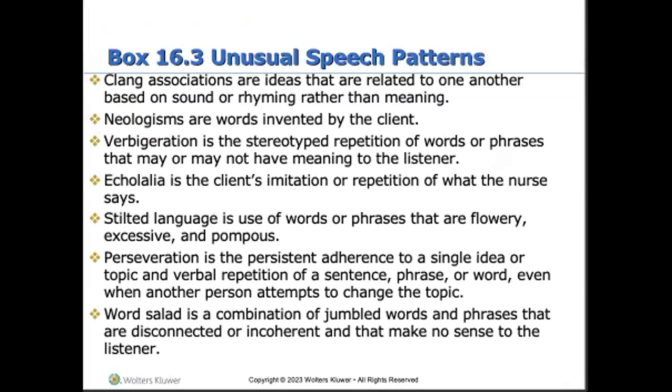Just to discuss a few of these, clang associations are ideas that are related to one another based on sound or rhythm rather than on meaning. So an example would be, I will take a pill if I go up a hill, but not if my name's Jill and I don't want to kill. Means absolutely nothing, but pill, hill, Jill, kill rhyme.